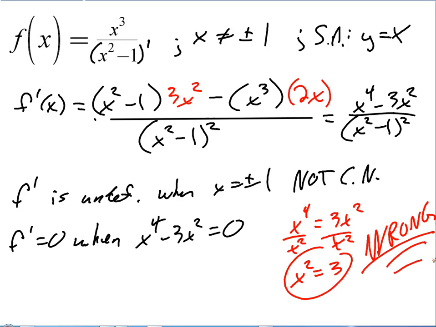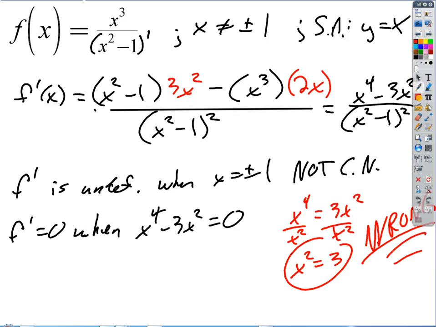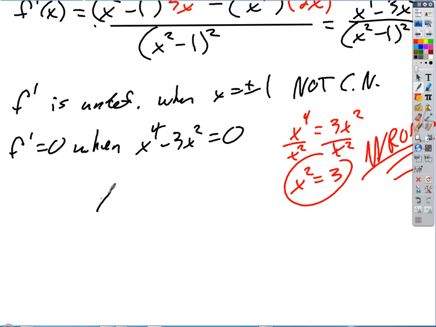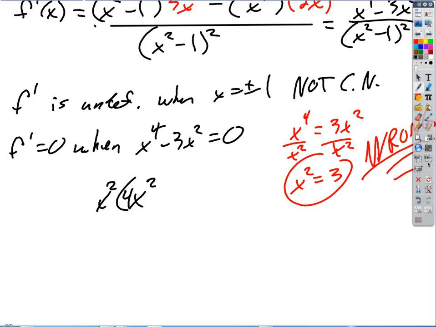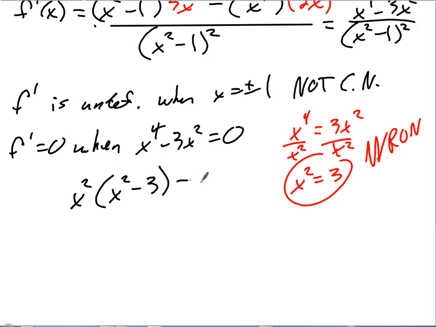So we must factor this instead, right? So we factor out an x squared, and then we're just left with 4x. Oh, I'm sorry. I'm trying to hustle here, and I'm making mistakes. And we're left with x squared times x squared minus 3, right? And so by the zero product property, don't I just get either x equals 0 or x equals plus or minus root 3 if I just square root both sides? Does that make sense? So there are my critical numbers. And then we could test points around those, right? Okay, good job. All right.